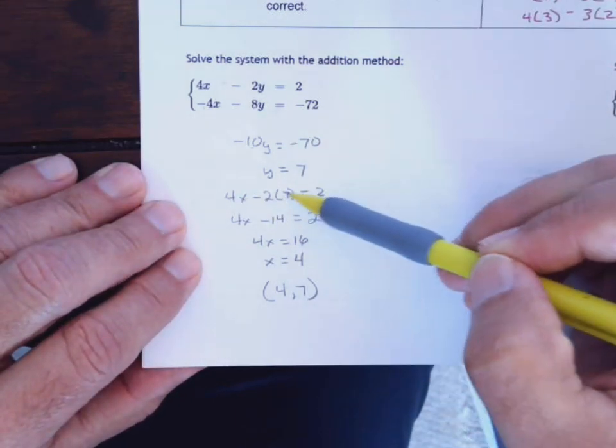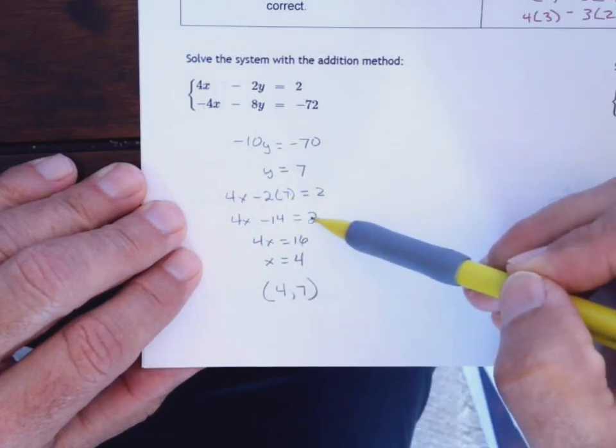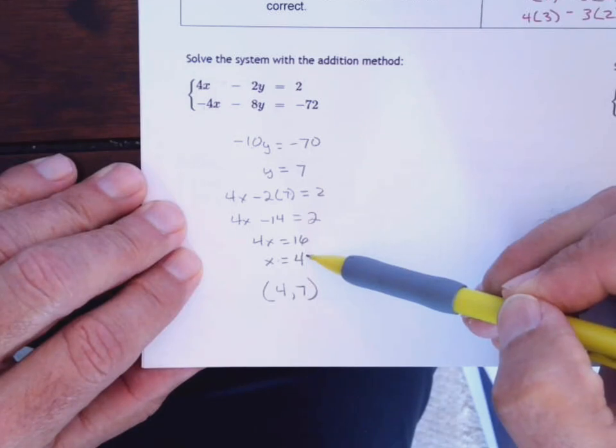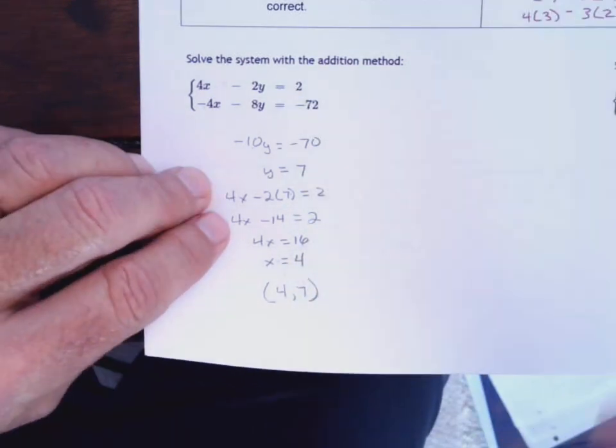And when I do that, I get down to a single variable again. Solve for x. x is equal to 4. So x is 4, y is 7. If you check it, it checks out. Perfect.